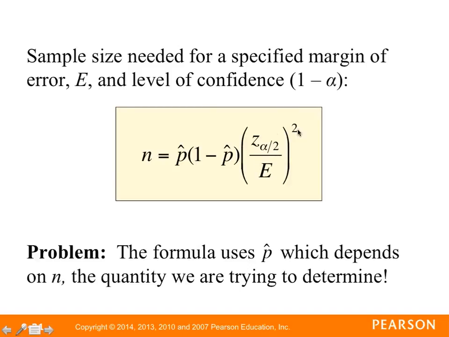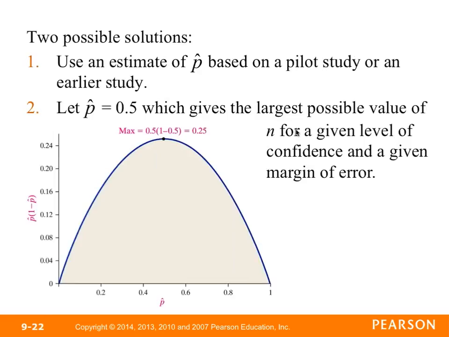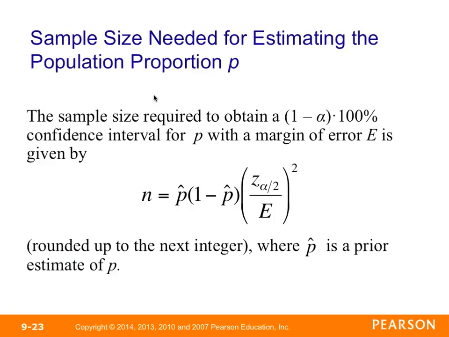But the problem with this is that the formula uses p hat, which depends on N, which is what we're trying to find. So there are a couple of options available to you. The first thing you can do is you can use an estimate of p hat based on some kind of pilot or earlier study that was done. So if you're studying something that someone has already studied and there's a fairly good estimate already out there, you're welcome to go ahead and use that. However, if that's not the case, what you do is you let p hat equal 0.5, which basically just maximizes your equation. So it ends up being a very, very conservative estimate, which works just fine.